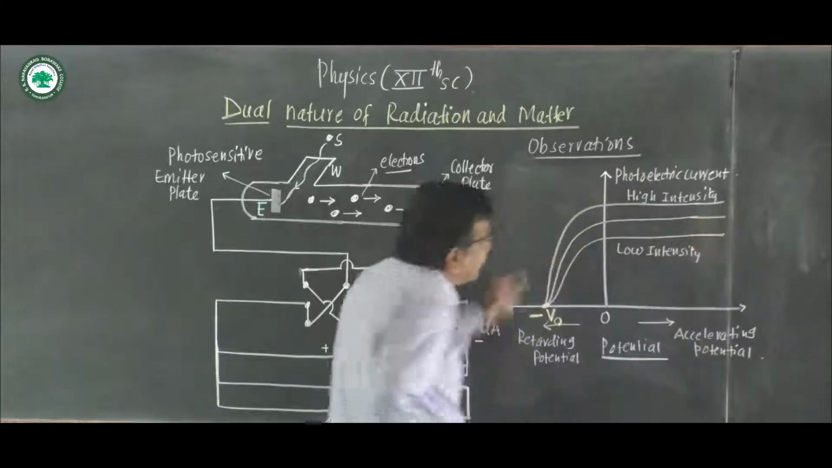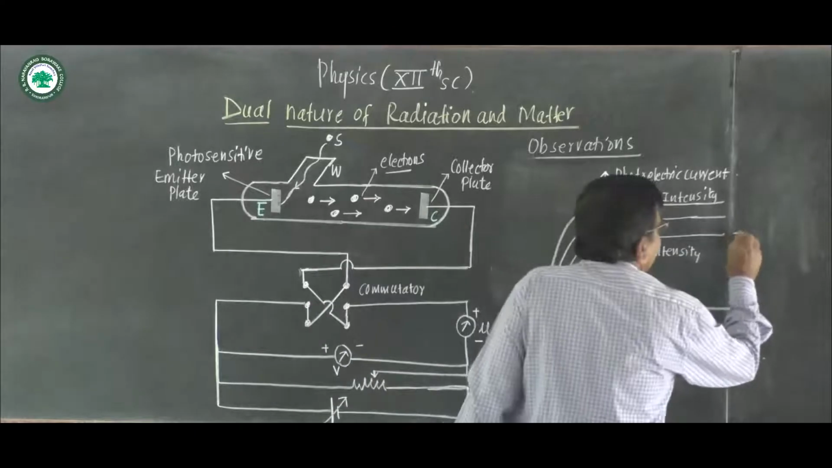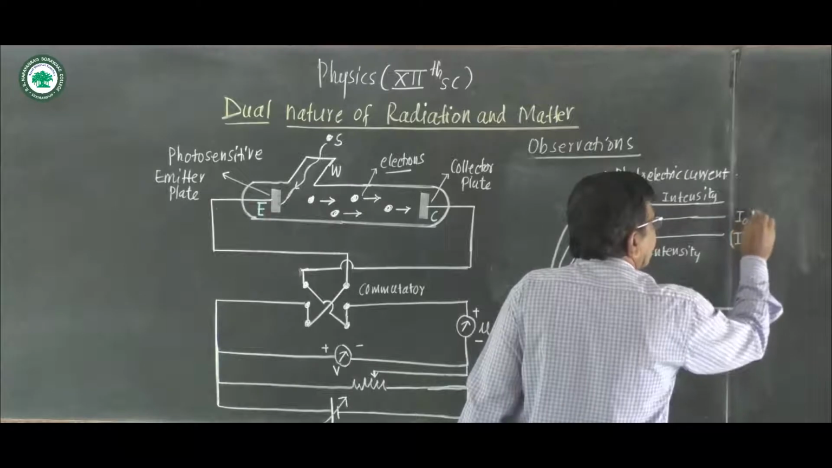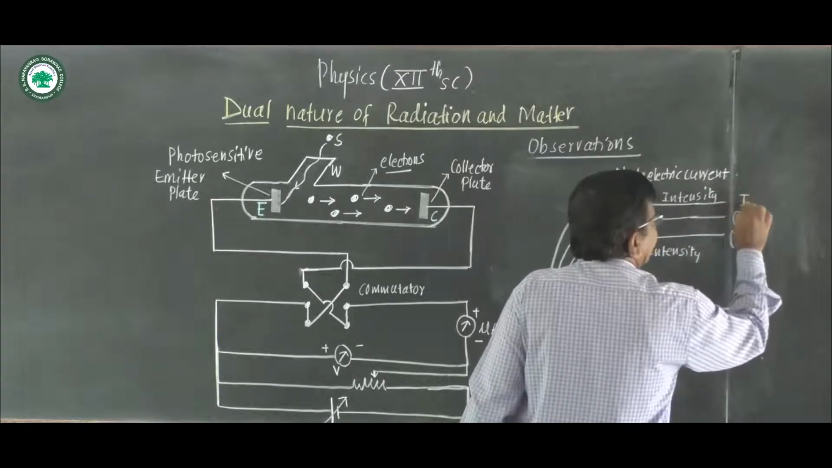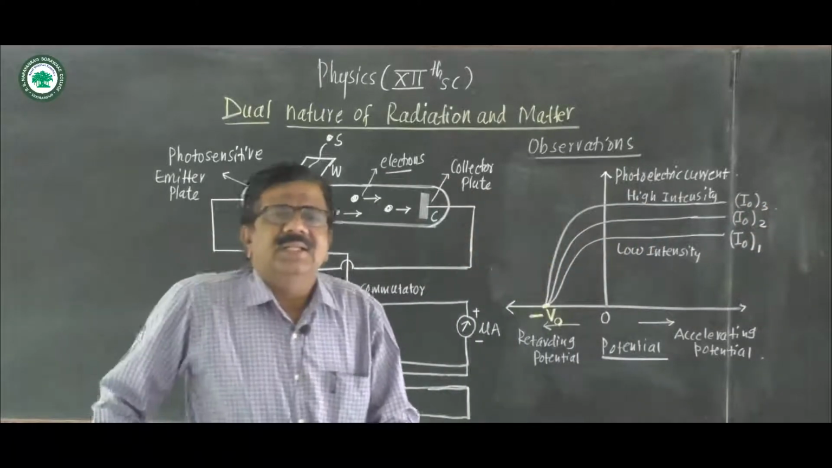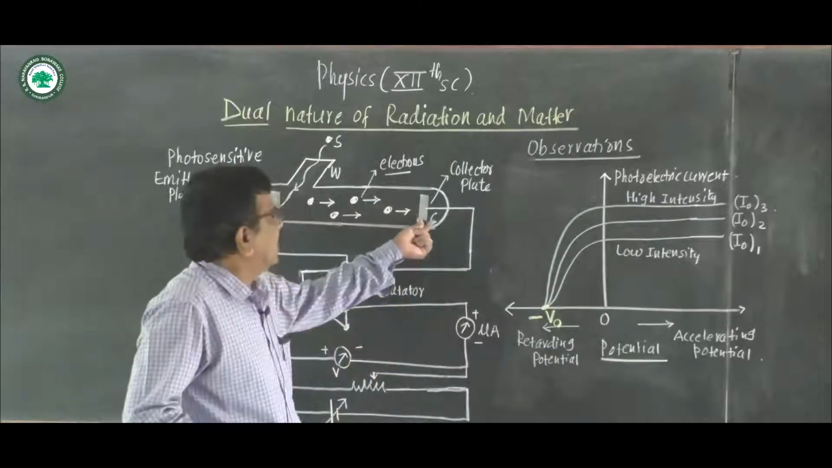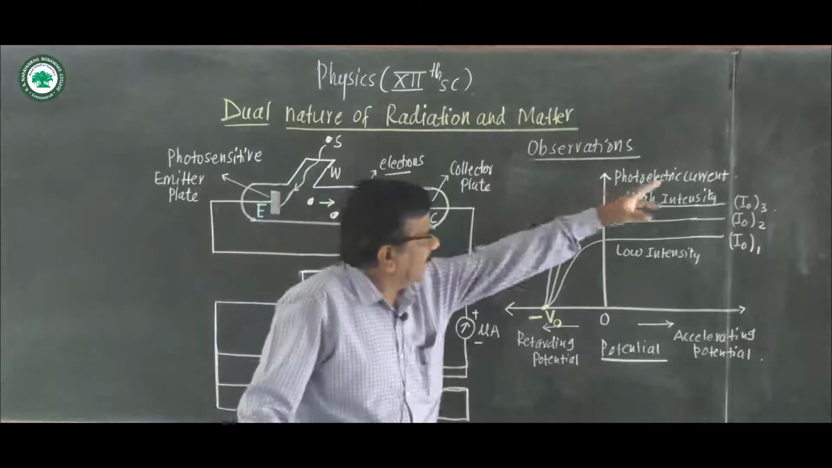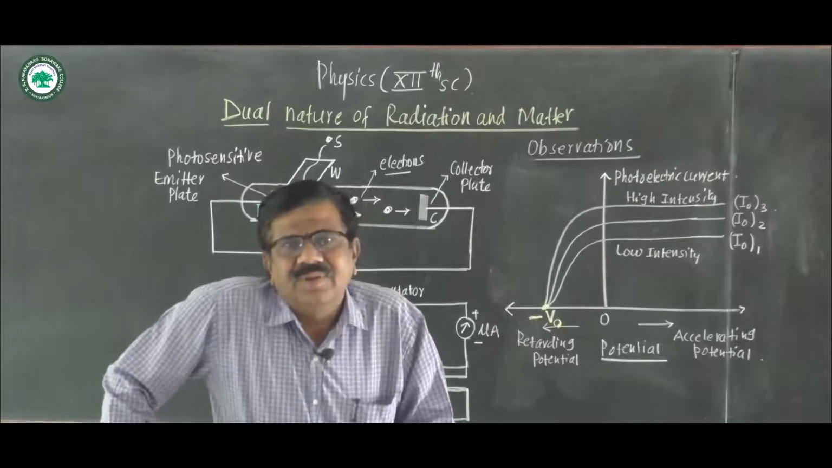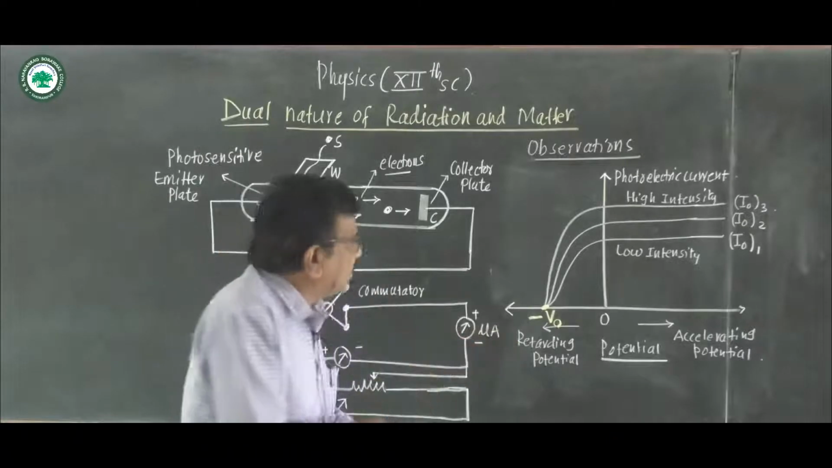And see here, these currents remain constant. We call it I01. This is a saturation current, I01. This is I02, and this is I03. Here we study the effect of potential difference given to the collector and emitter on the photoelectric current if frequency is kept constant. One main thing is that frequency and intensity are kept constant.